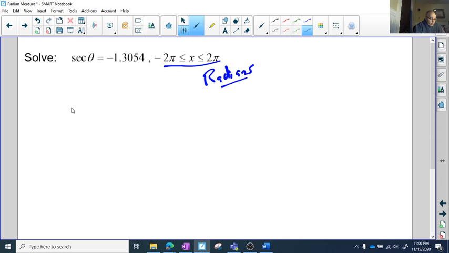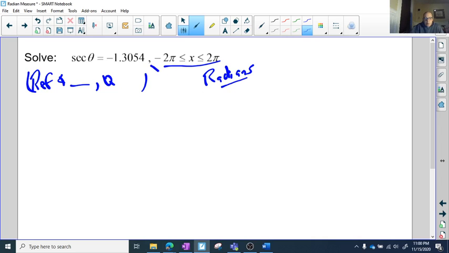Getting my calculator ready here, just one sec. So radians. Okay, sorry about that. I had a new calculator here that I haven't used before, so I just had to figure out the buttons. We're good to go. All right, so I'm going to find my reference angle in radians, and then I'm going to go quadrants.